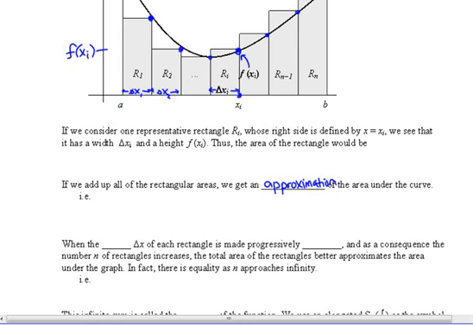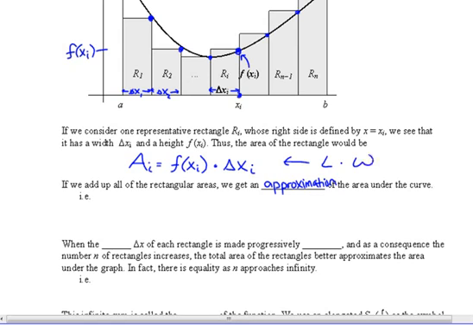So I have to write down something here. The area for our ith rectangle, how do I get the area for this rectangle here? Length times width, or height times the base. So f of xi is our height, and our base is delta x of i. This is length times width.